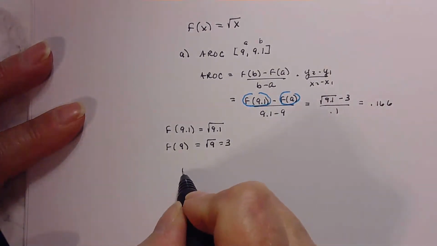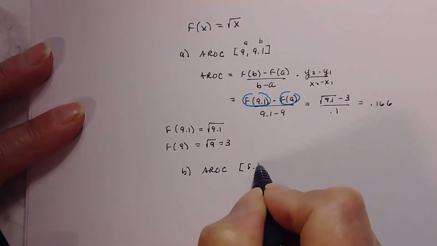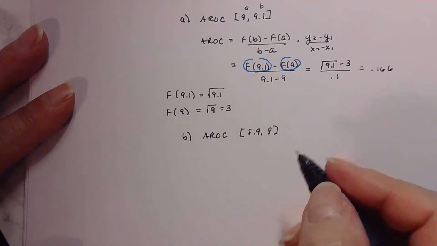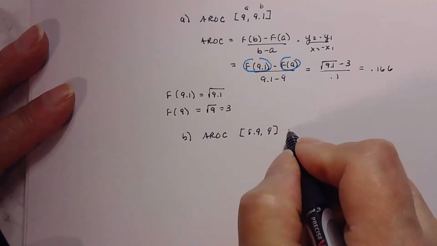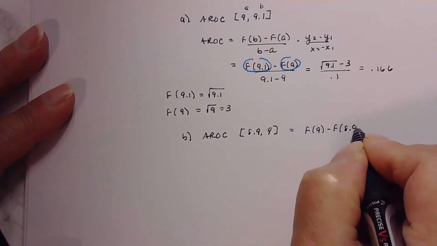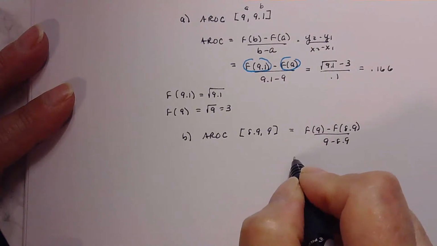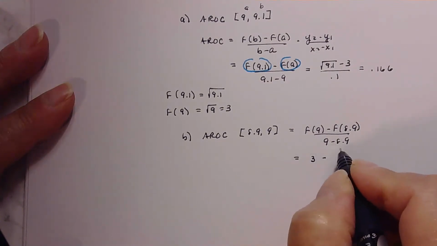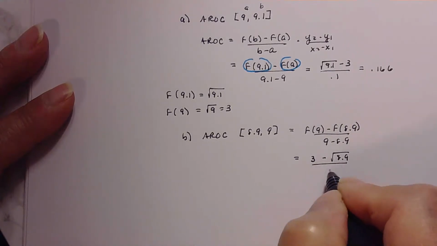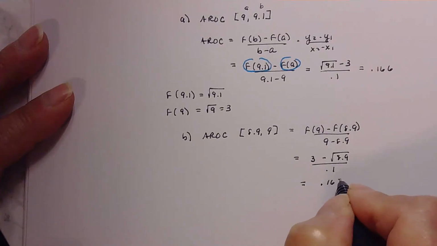And in B, you're asked to find the average rate of change from 8.9 to 9. So no biggie. You're going to do the same thing, right? You're going to have f of 9 minus f of 8.9 over 9 minus 8.9. And f of 9 was 3, and we don't know what f of 8.9 is, so we're just going to leave it under the radical over 0.1. And if we put that into our calculators, we get about 0.167.